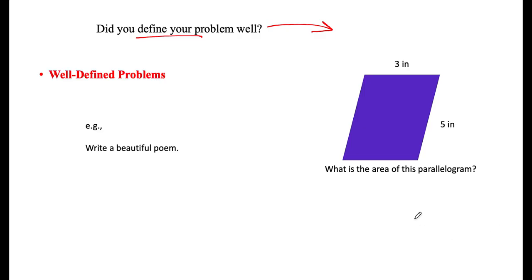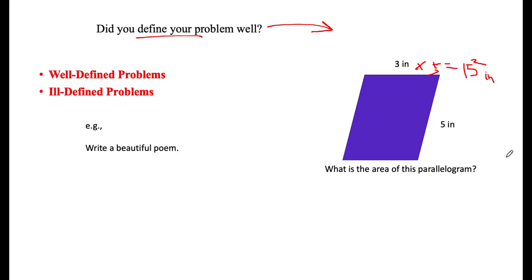So these are two ways to look at well-defined problems. They give you clear direction. Like for example here, what is the area of this parallelogram? If you know how to do the math, you would look at this and think, oh, it's simple. You'd multiply 3 times 5. That will give you 15, right? So 3 times 5 is 15. The area of this parallelogram is 15 square inch. Now that you got the solution.